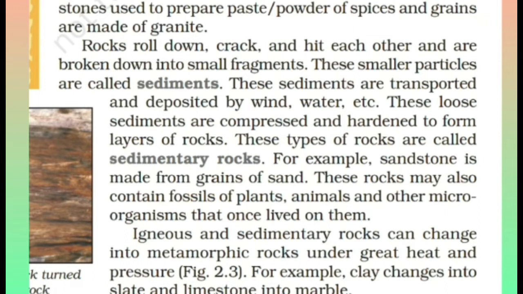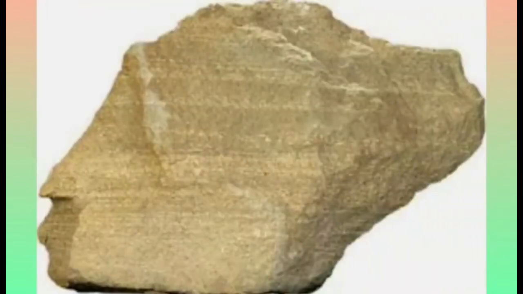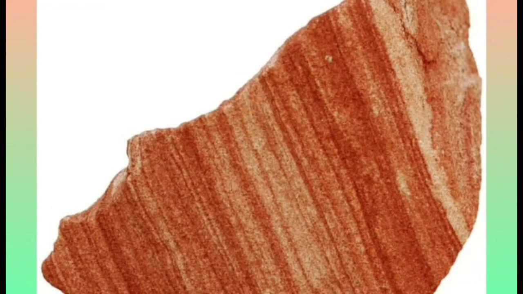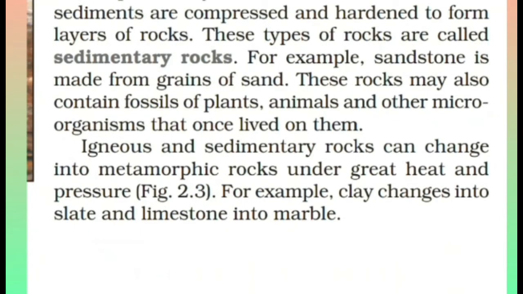So these are the examples of sandstone. Alright, these are sandstone rocks. Igneous and sedimentary rocks can change into metamorphic rocks under great heat and pressure. So the igneous rocks and sedimentary rocks, when they are put under great heat and pressure, then what happens? They change into metamorphic rocks.